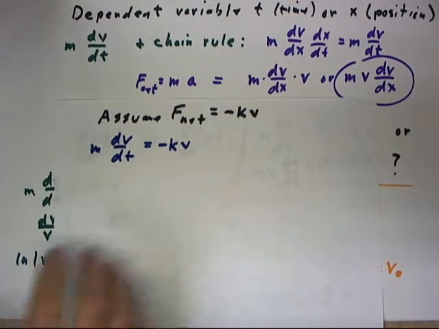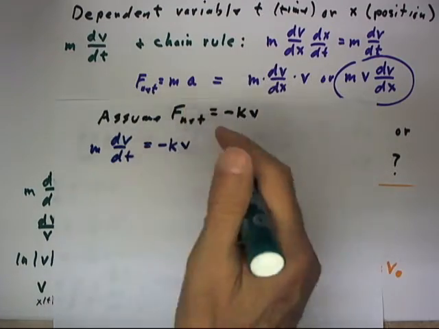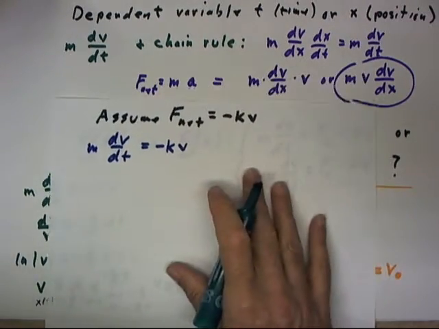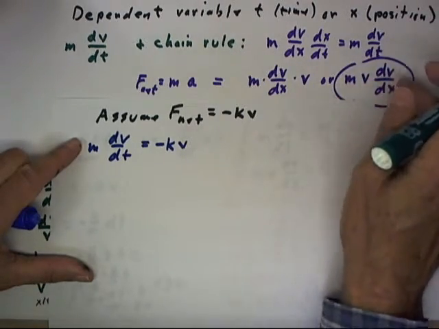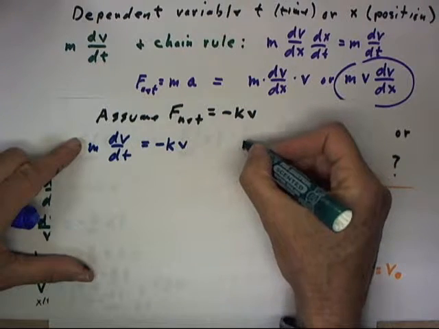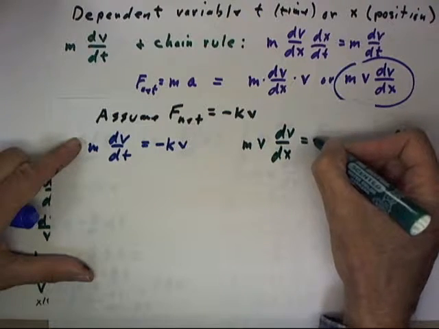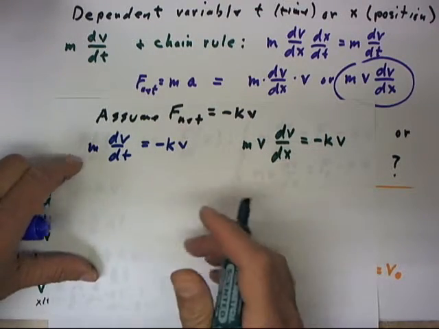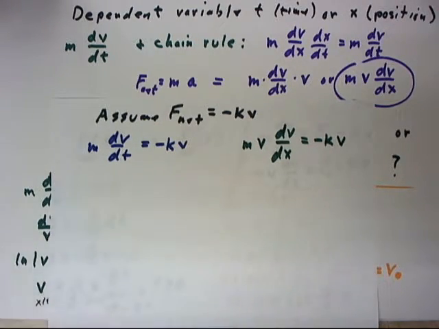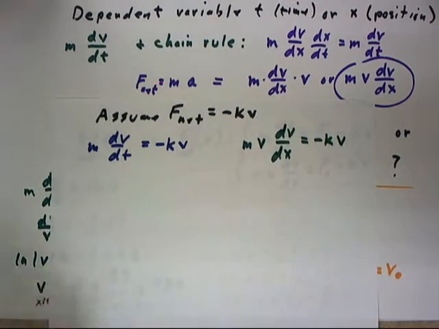If, on the other hand, we want to analyze this in terms of the position of the object, get the velocity as a function of where it is, then we're going to use the form mv dv dx, and our equation is going to become mv dv dx equals negative kV. So here our dependent variable is going to be time, here our dependent variable is going to be position, and both solutions are going to describe the motion of the object. It's just that this one will describe it in terms of time, and this will describe it in terms of position.